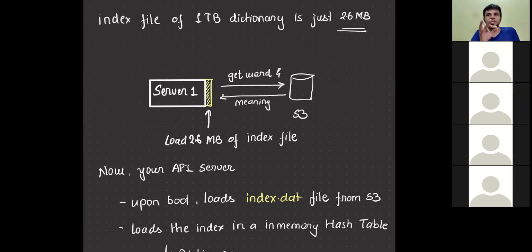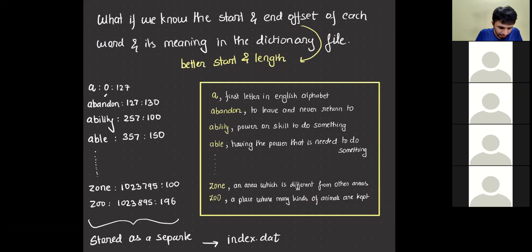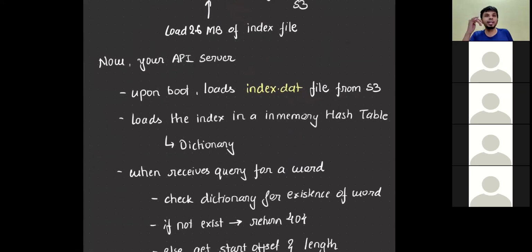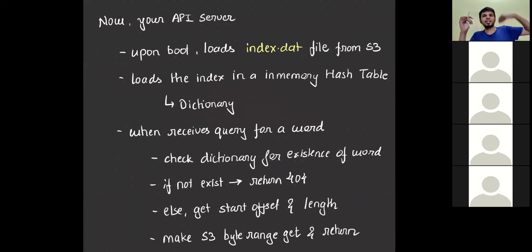So you can load this data in memory, and whenever you fire a query against a word, you'll get the starting offset and the length, how long the meaning is. From this you'll make a call to S3 for that byte range: from this offset, of this length, give me all the data, which would give you the meaning of the word.